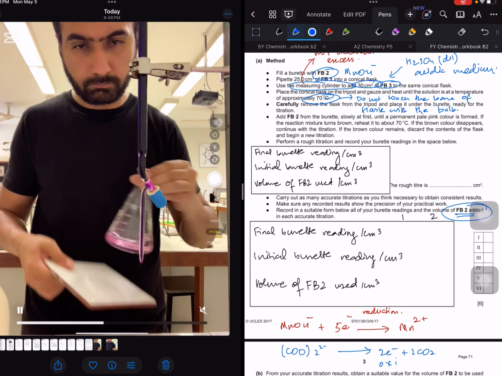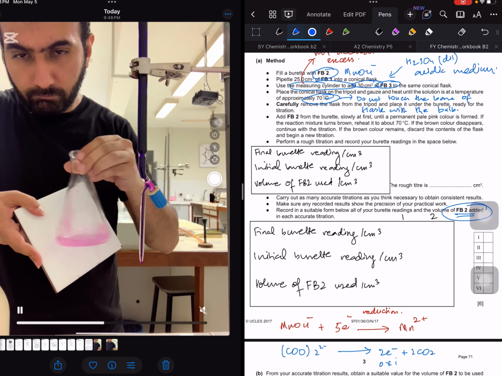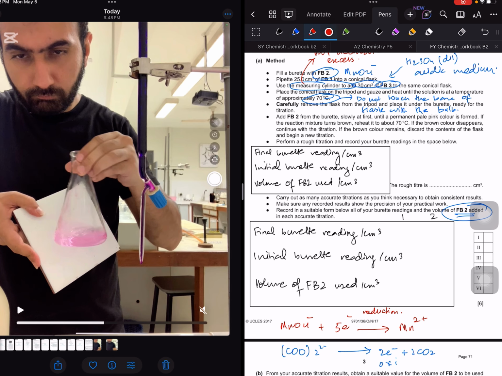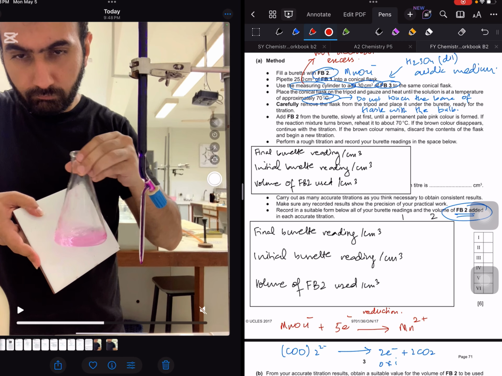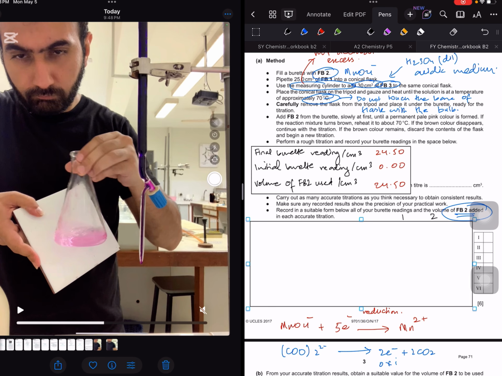This should be your final color. This light pink should be your final color. Now let me write my values over here. For me, basically the values were 24.50, 0.00, 24.50. This was my value when I actually did it. And in the accurate titration, it was again 24.60, 0.00, 24.60. Let me extend the table a little more.